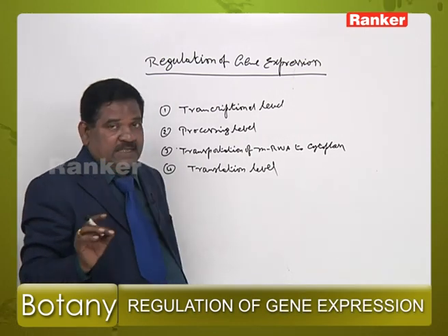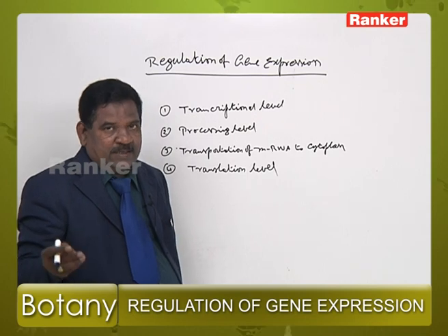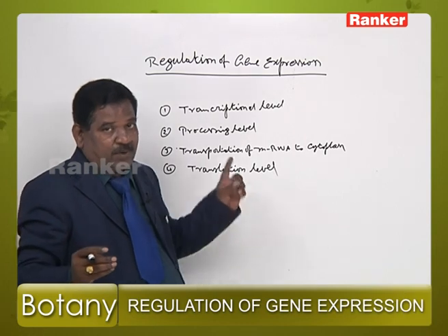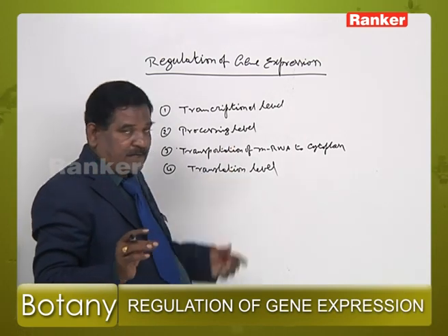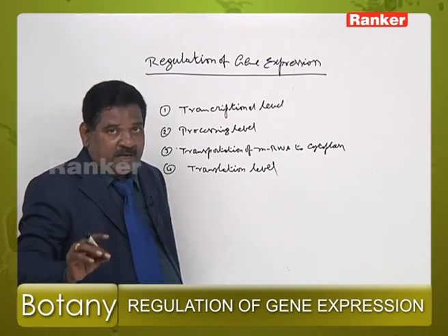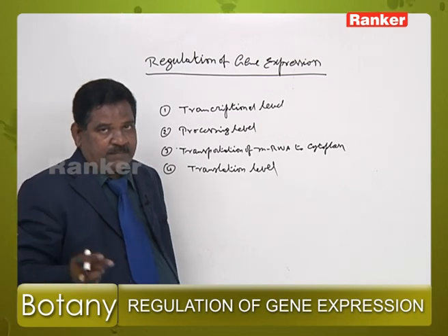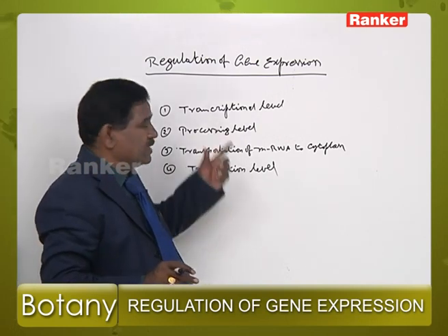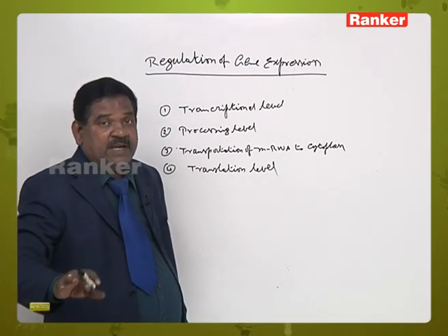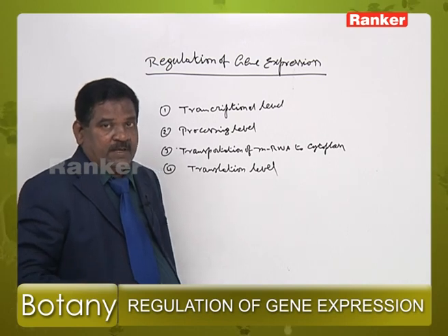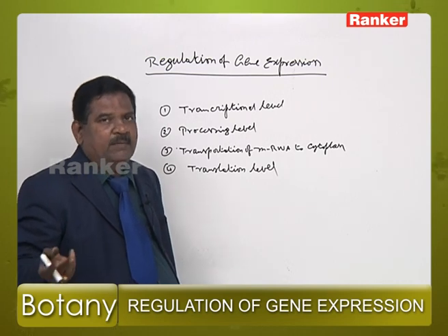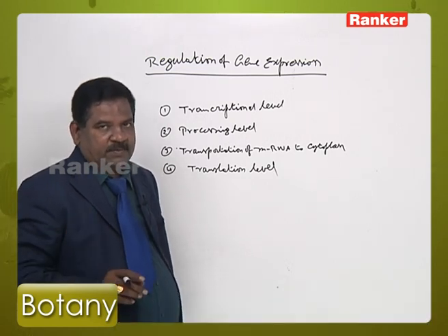Next one, processing level: during capping, tailing, splicing, hnRNA is converted to the functional mRNA, that is called processing level. At that period also it may occur. After processing, functional mRNA is formed. Now this functional mRNA from the nucleus enters into the cytoplasm. At this level also, this regulation of gene expression may occur, or even at the translation step. At any stage in these 4 steps, this regulation of gene expression may occur in eukaryotes.